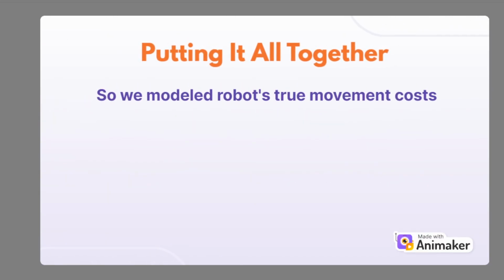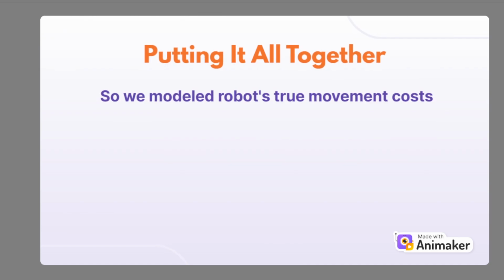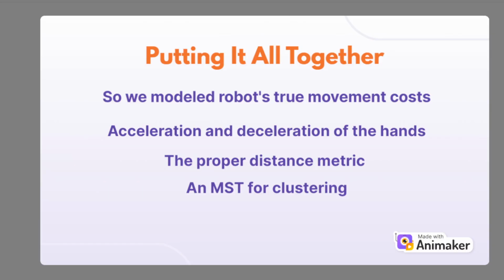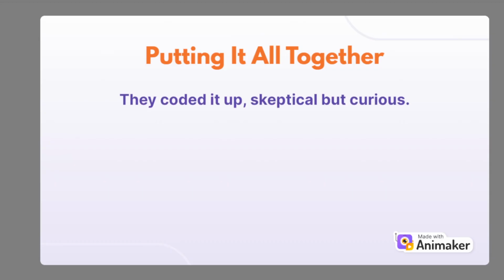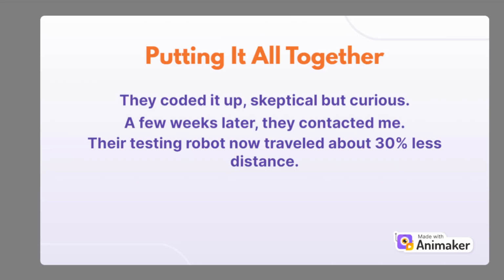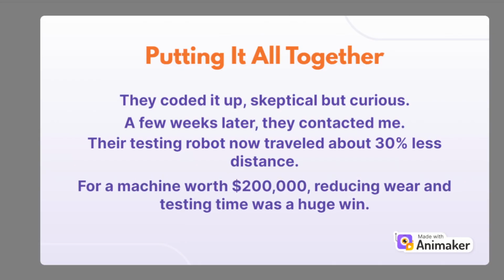So we modeled a true robot movement cost, acceleration and deceleration, the proper distance metric, an MST for clustering, and a TSP for each cluster. They coded it up, skeptical but curious. A few weeks later, they contacted me. Their testing robot now traveled about 30% less distance. For a machine worth 200,000 Rand, reducing wear and testing time was a huge win.